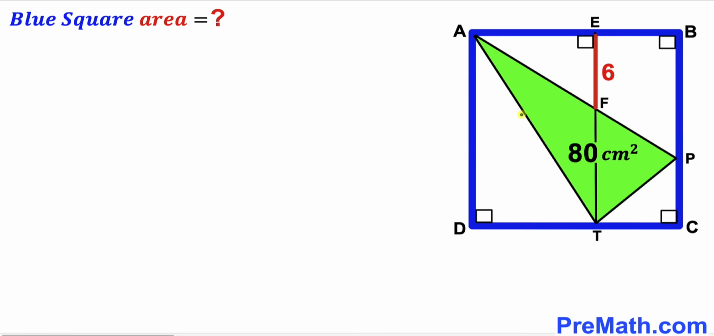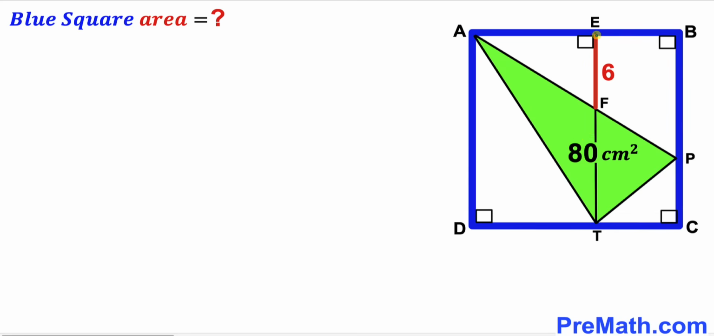Welcome to PreMath. In this video, we have this green shaded triangle APT fully confined in a square ABCD, as you can see in the given diagram, such that the area of this green shaded triangle has been given to us as 80 centimeter square.